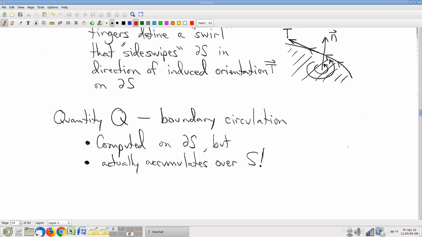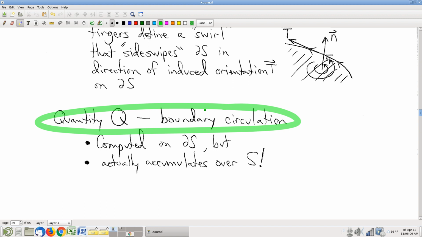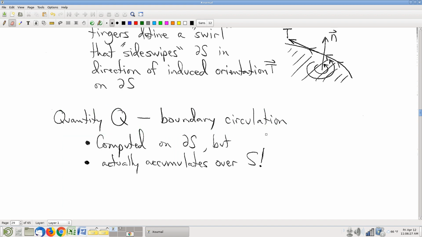Okay, and as we previously discussed, the quantity that we are, fingers crossed, hoping is going to end up having the accumulation feature, the quantity we're looking at, is boundary circulation. It's just like in Green's theorem. In fact, the conclusion that we're about to come to is very often thought of as Green's theorem in space. Okay, so boundary circulation around boundaries of three-dimensional surfaces.